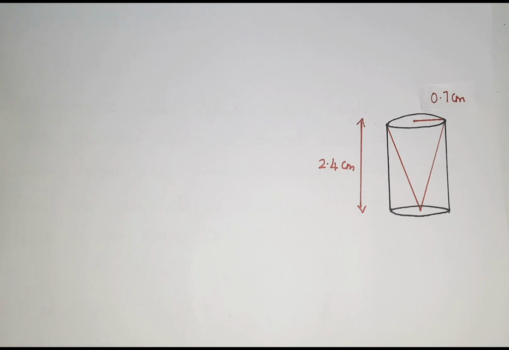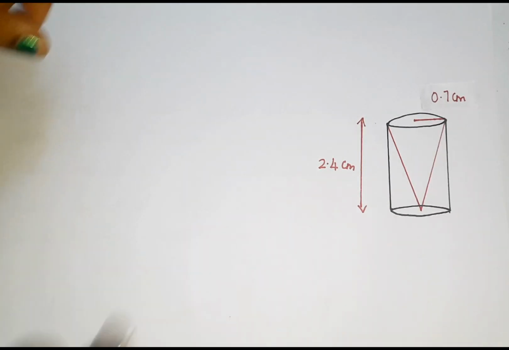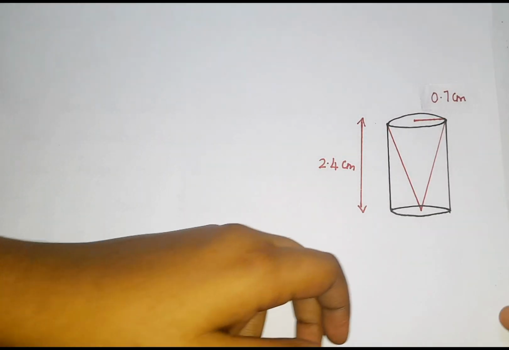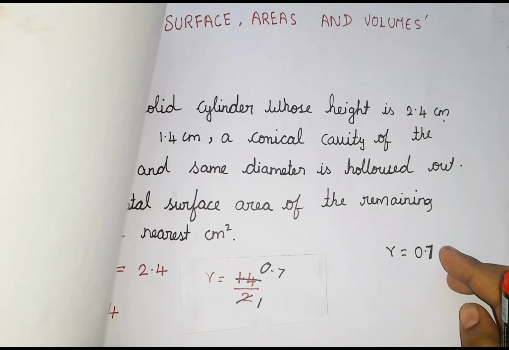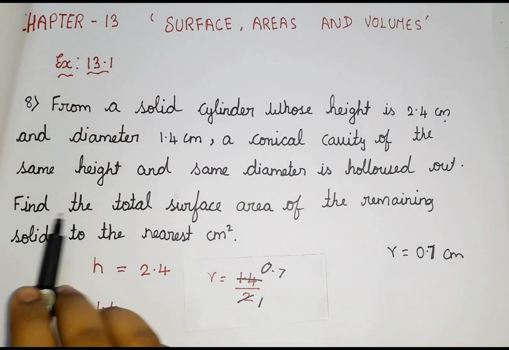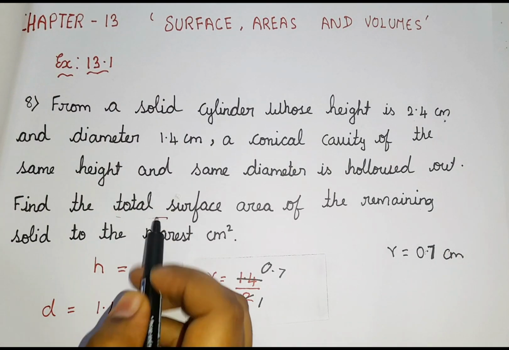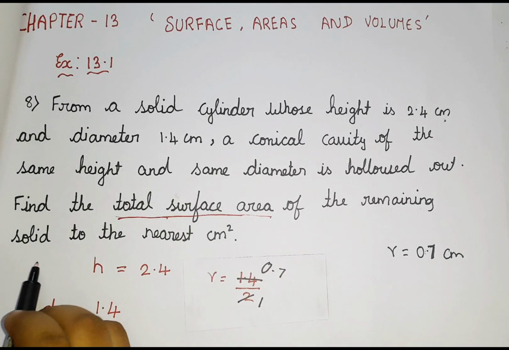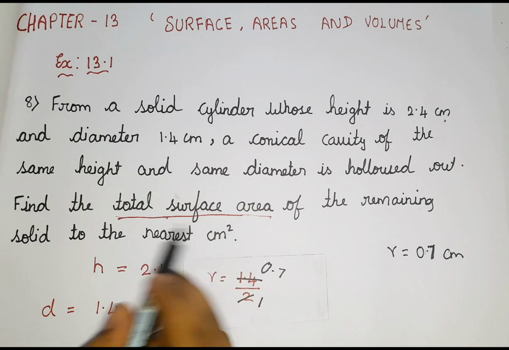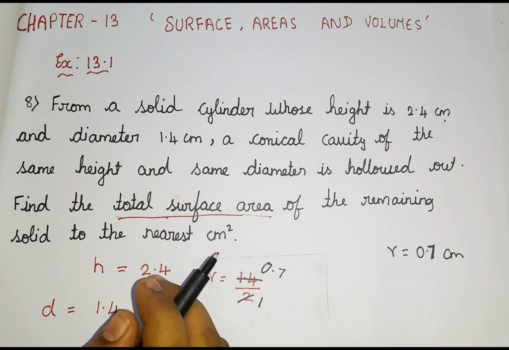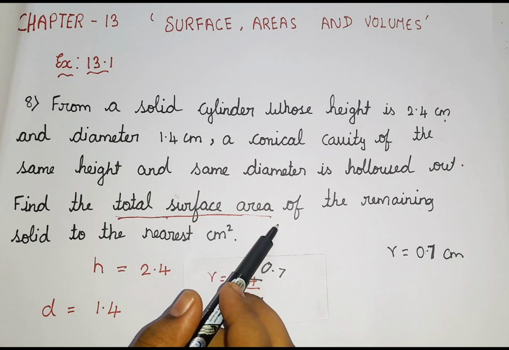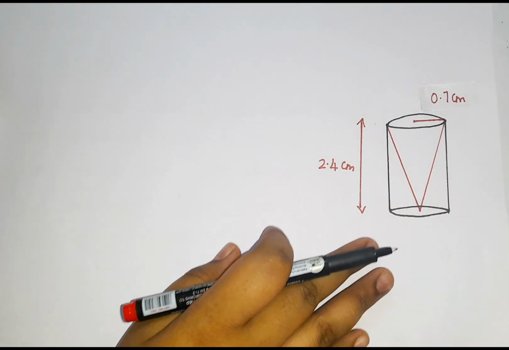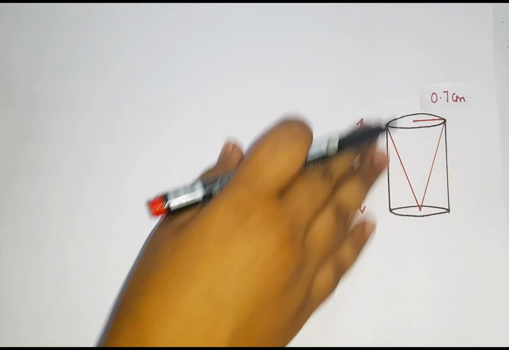Alright guys, so according to the question, we are supposed to find the total surface area of the remaining solid, to the nearest centimeter square. This one we can focus on afterwards. So now we are supposed to find the total surface area of the remaining solid. To find the total surface area of the remaining solid means this complete figure.